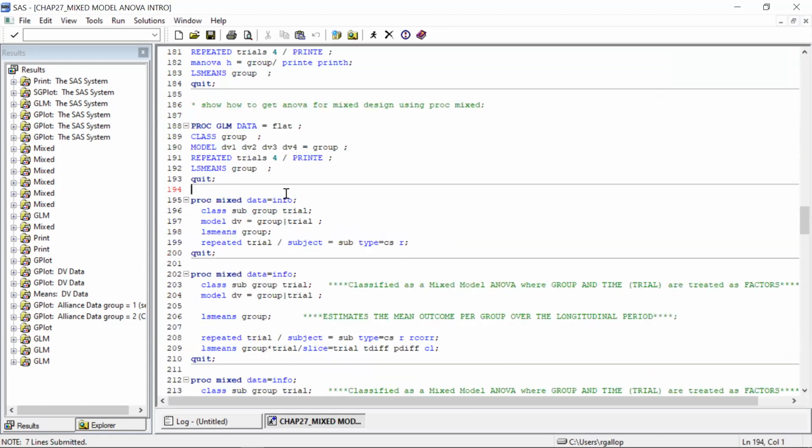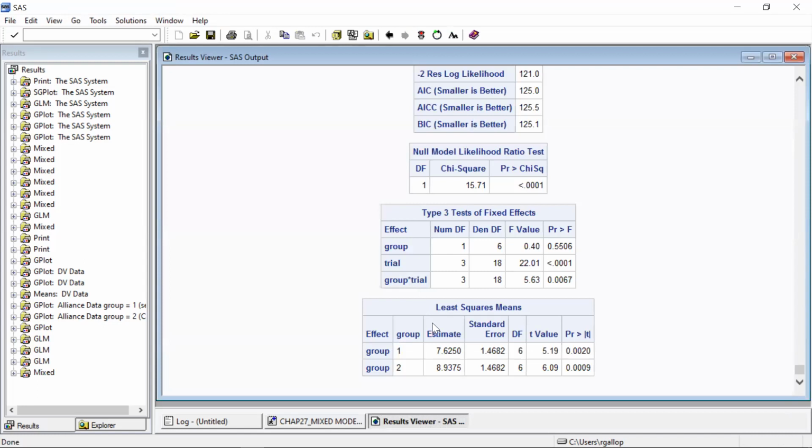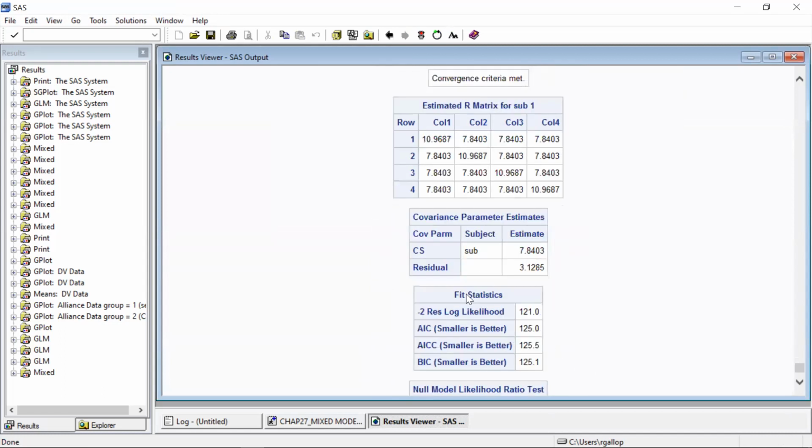This guy here is doing the repeated measures model. Line 199, we're telling SAS it's repeated, where each new trial indicates a repeated measurement, so the trial really measures the time. And I'm telling it subject equals sub, the unit identifier, and we're fitting the compound symmetry design. When I do this, here comes the variance covariance matrix and all that.